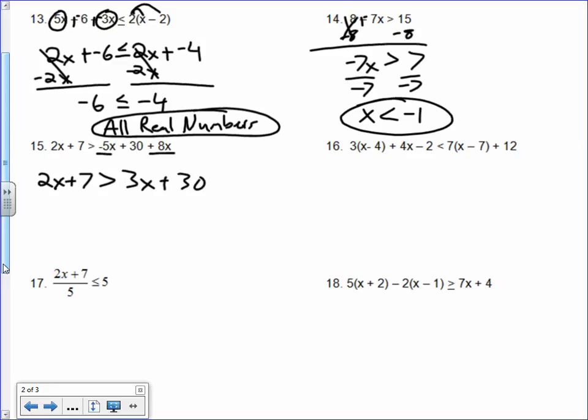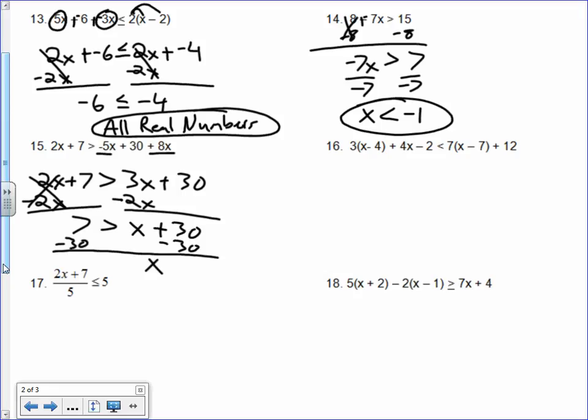So, variable terms first. Get them on the same side. Let's get rid of the smaller one from this side, because then we're dealing with positives. Okay? This is gone. If 7 is greater than 3x minus 2x is just going to be 1x, or just x plus 30. Last thing you got to do is subtract 30 from both sides.